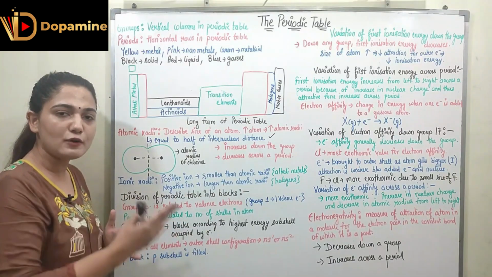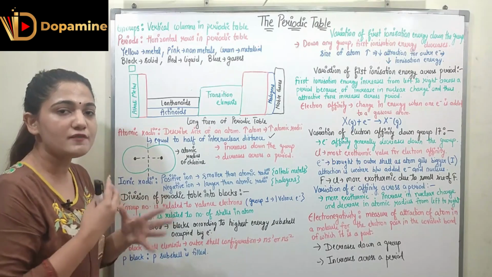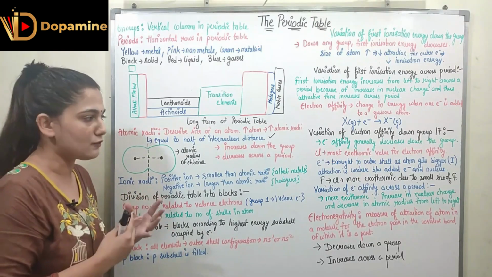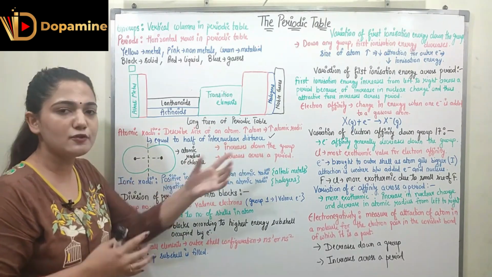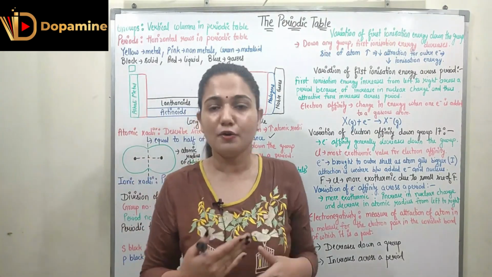Why is it going to decrease across a period? Because we will have more attraction forces because of the larger number of protons in the nucleus. And it is going to increase down the group because we have a bigger and bigger atom as we move down the group.